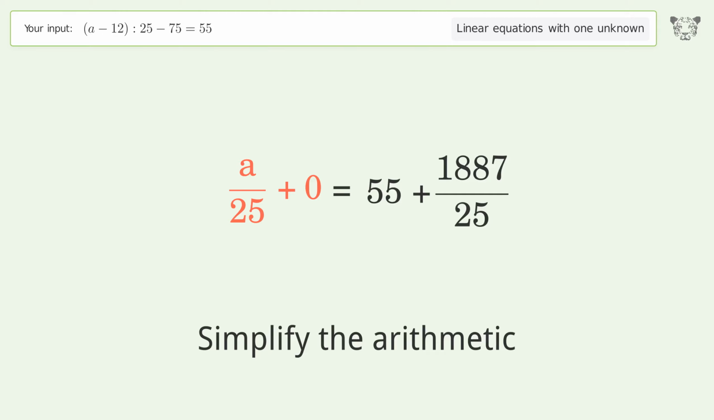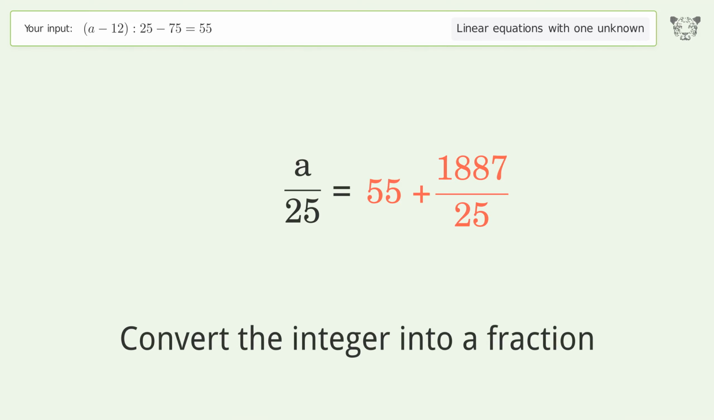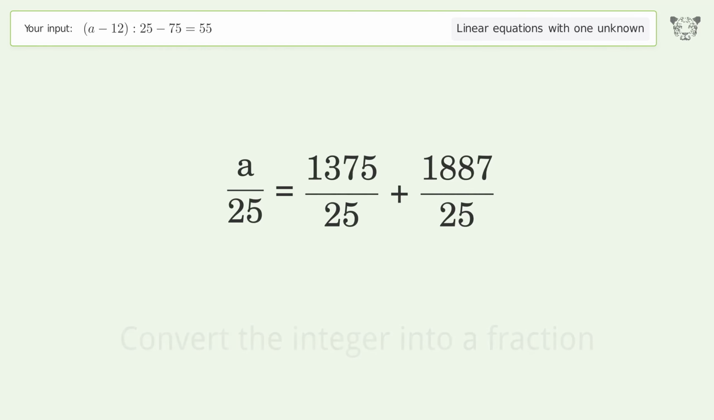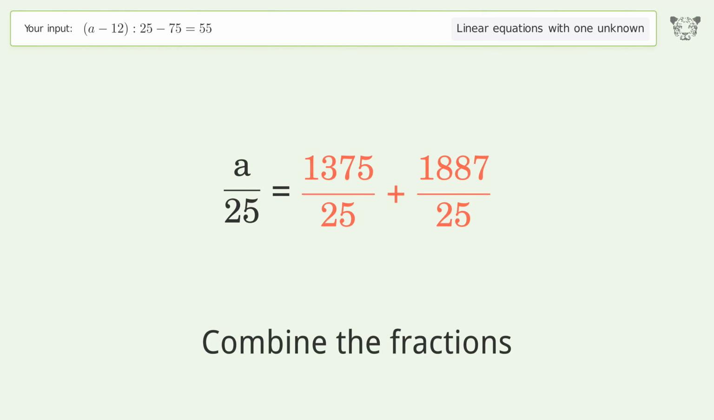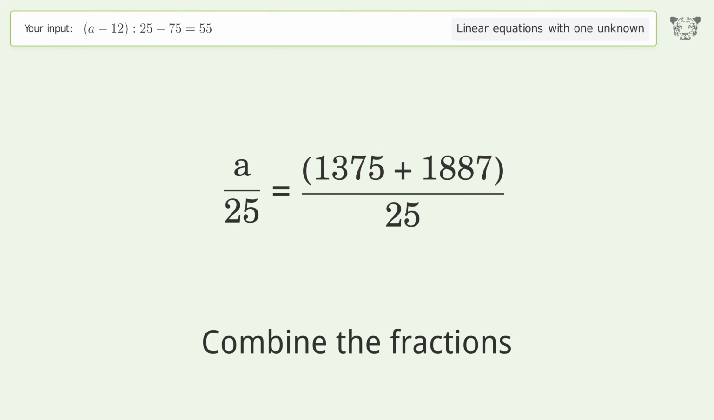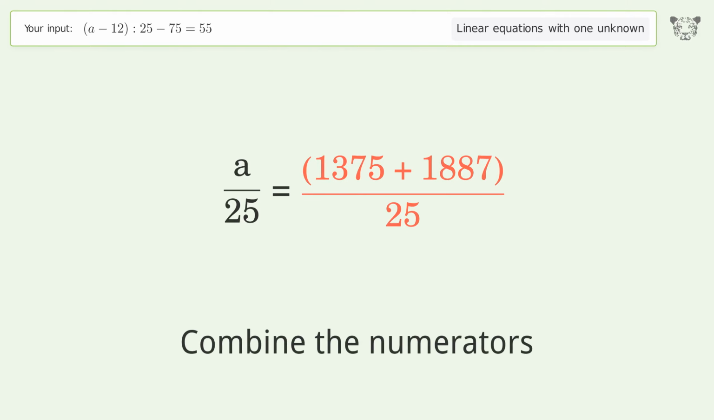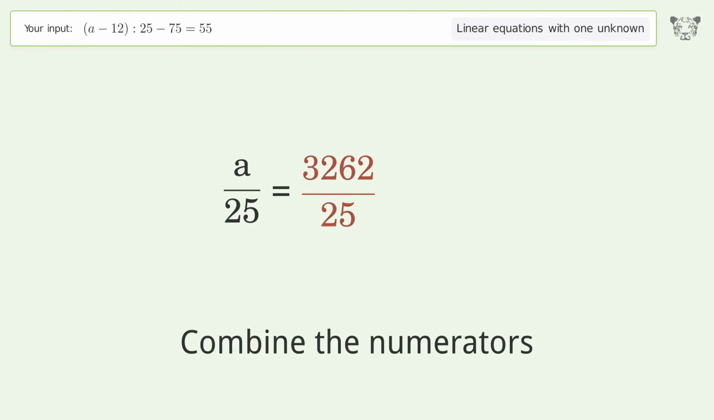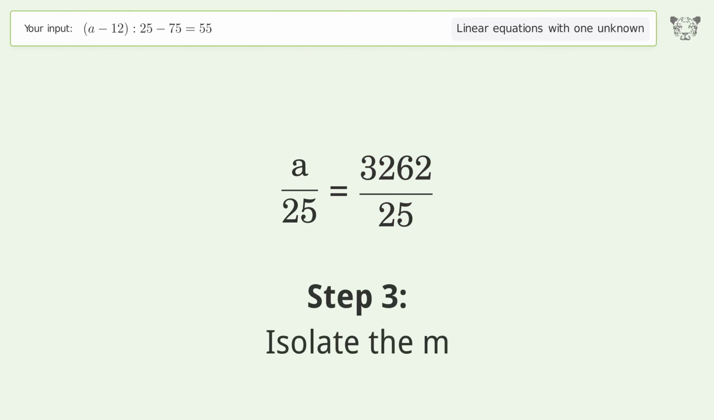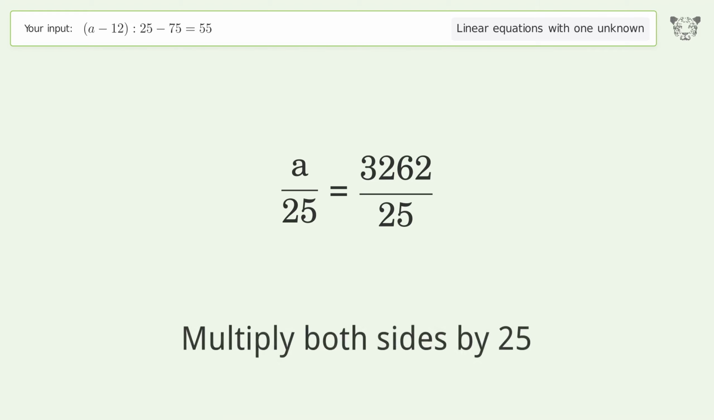Simplify the arithmetic. Convert the integer into a fraction. Combine the fractions. Combine the numerators. Isolate the m. Multiply both sides by 25.